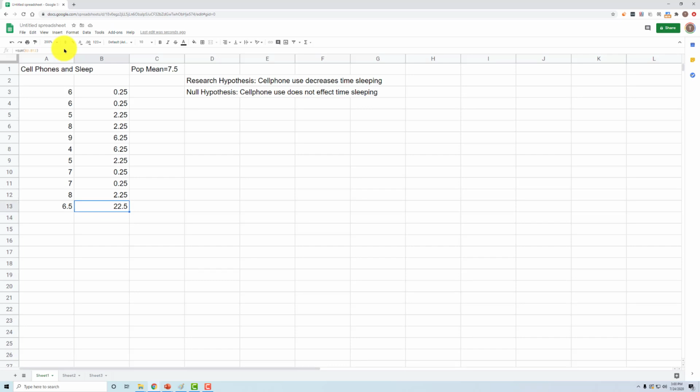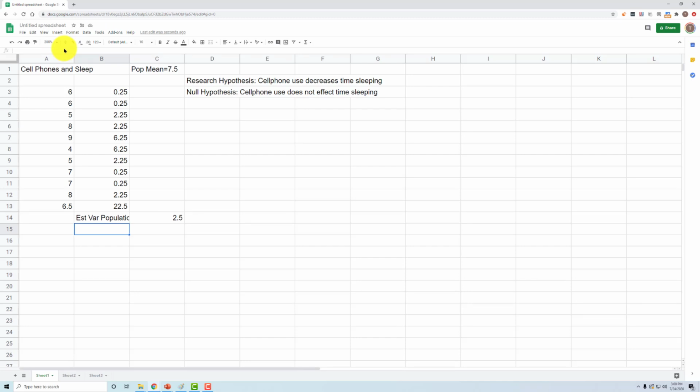But normally, if I wanted to get the variance of my data set, I would divide that by 10. But since I'm looking for the estimated variance of the population, I'm going to take that 22.5 and instead divide it by n minus 1, which in this case is 9. So now my estimated population variance is 2.5.